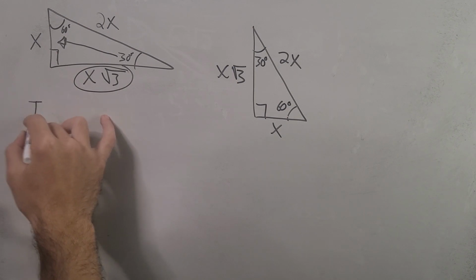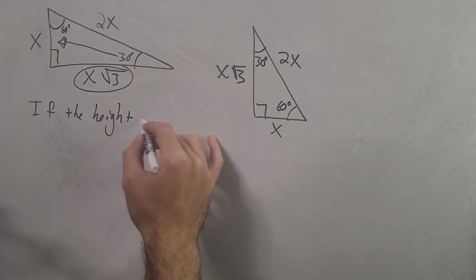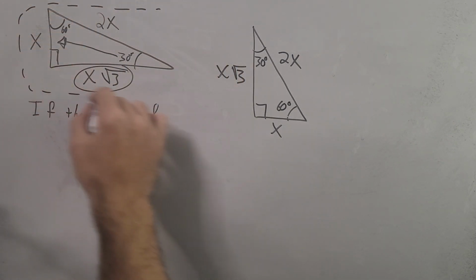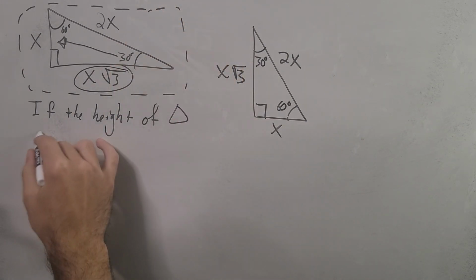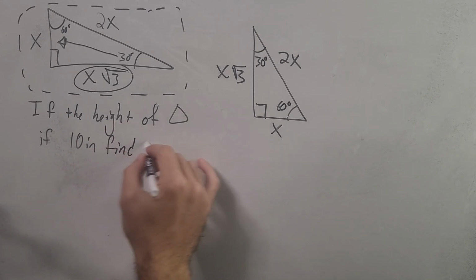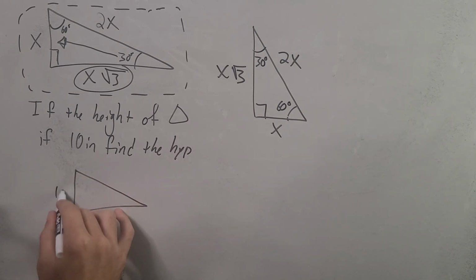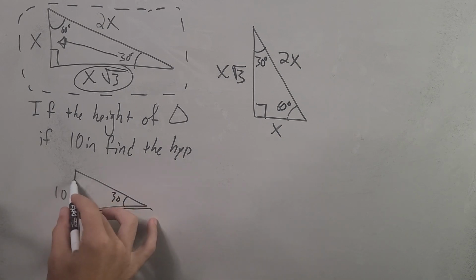We have: if the height of the triangle above, let's focus on just this triangle, is 10 inches, find the hypotenuse. So the height, in this diagram, is the smaller leg. Now, I don't know much else about it other than the angles. We know the 30 degrees and 60.